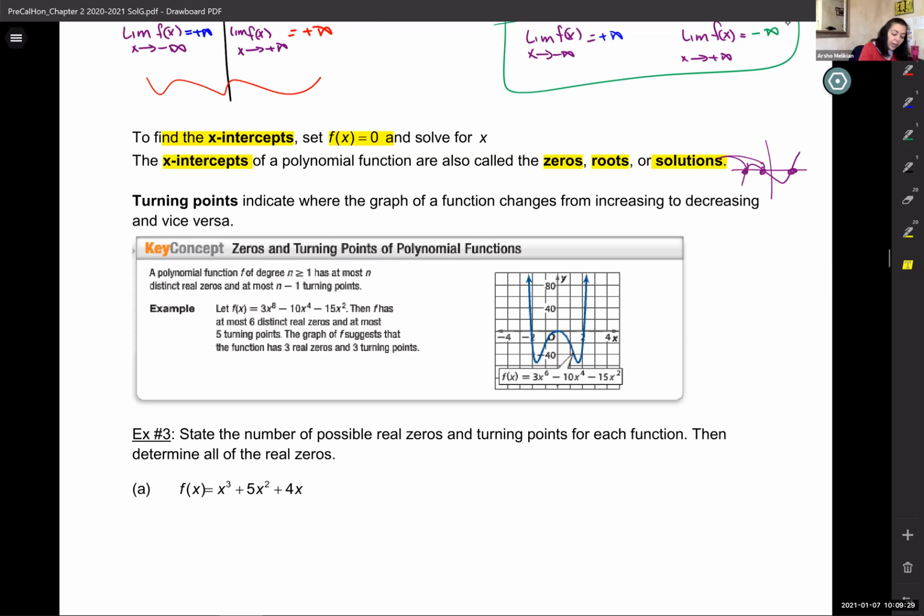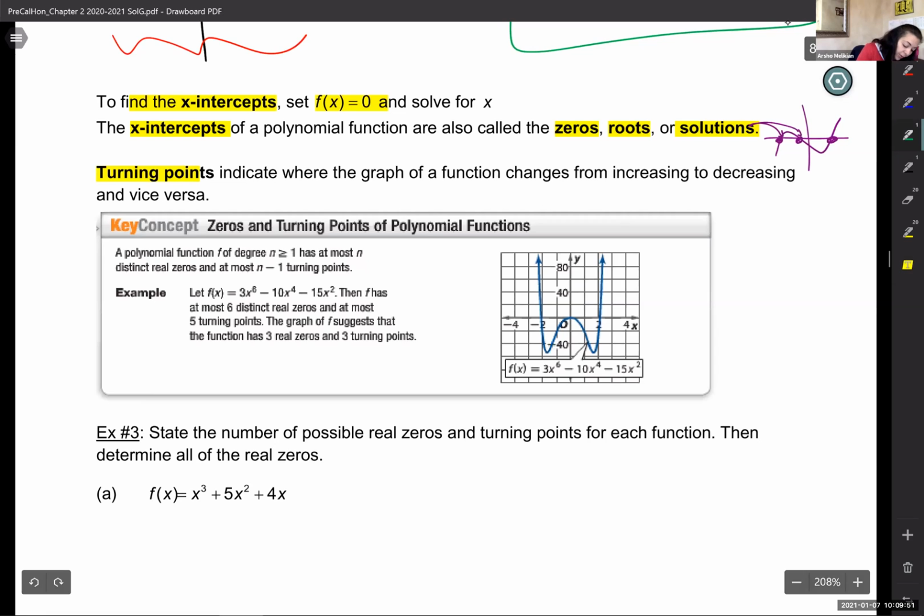Now, that was not new. This is new. Turning points, guess what? They're points where the graph turns, right? Mind-blowing. These are points where the graph changes from decreasing to increasing and vice versa. So you see here, this is a turning point, this is a turning point, this is a turning point. They're not metaphorical turning points, they're actual turning points, right?